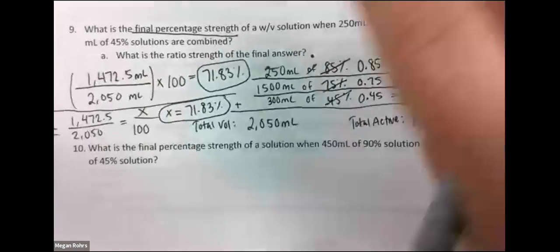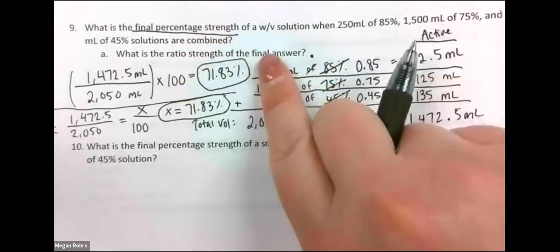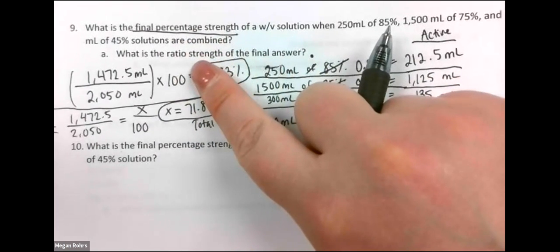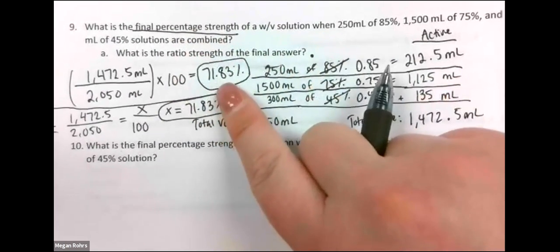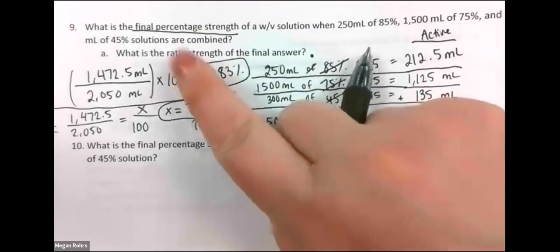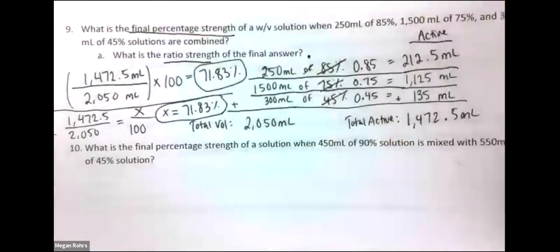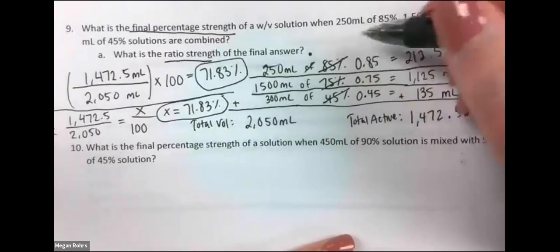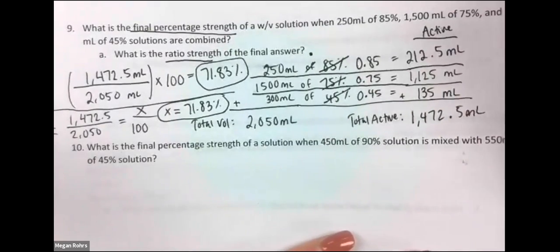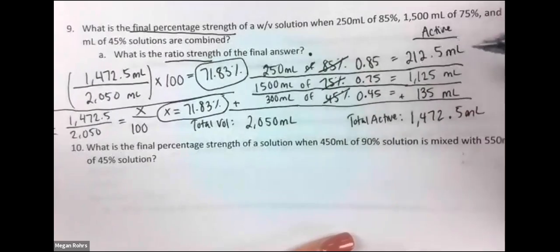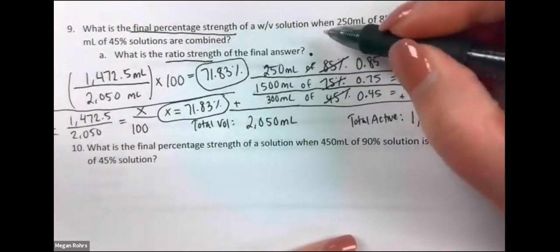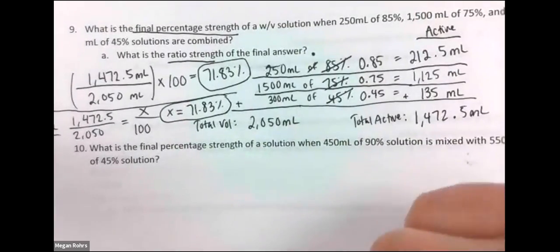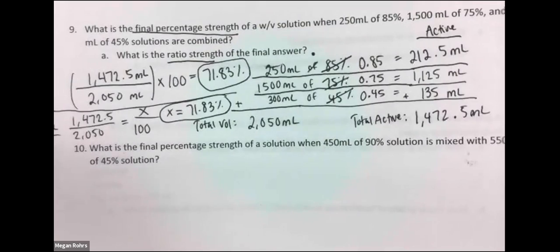Now it asks you to find the ratio strength of the final answer. So based on the concepts that we learned last week, you should be able to convert this percentage strength into ratio strength. So go ahead and do that. Make sure that you circle your final answer as well. If you need to do that on scratch paper, if you don't have enough room here, that's perfectly fine. Just write your final answer up here and then attach that work to the worksheet.